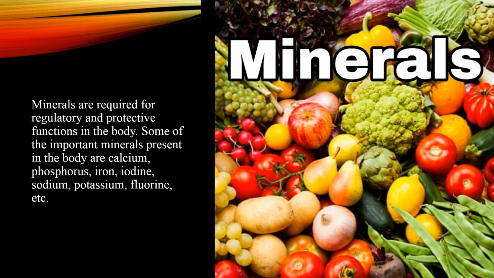The next type of nutrient is minerals. Regulation and protection are the functions of minerals. Now, some of the minerals present in our body are phosphorus, iron, iodine, calcium, sodium, potassium, etc. So, let us now see the sources and functions of each of these minerals.